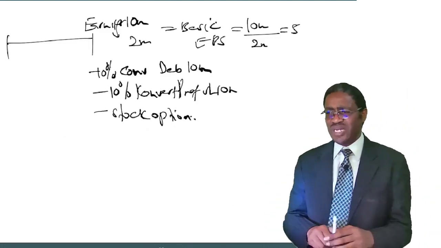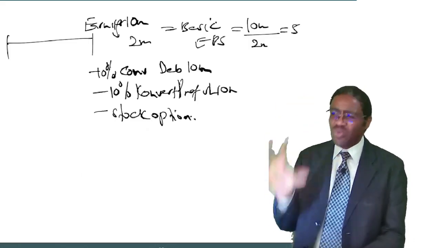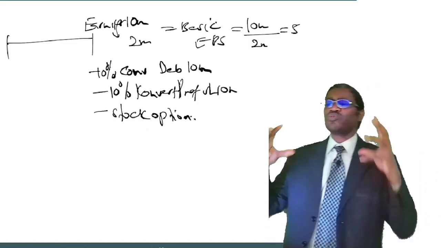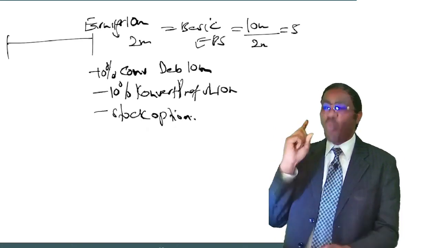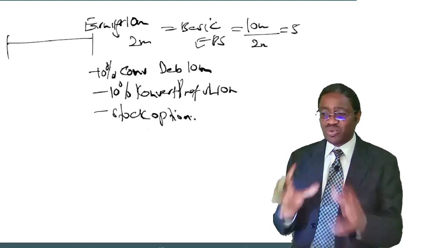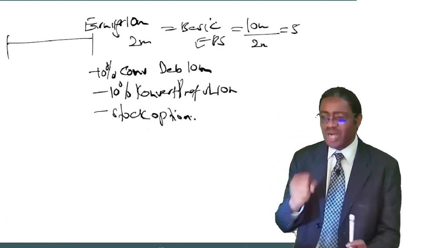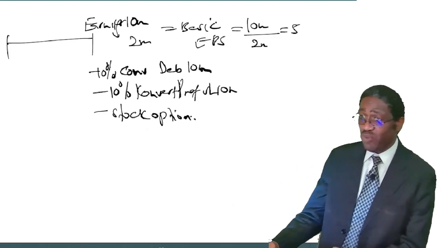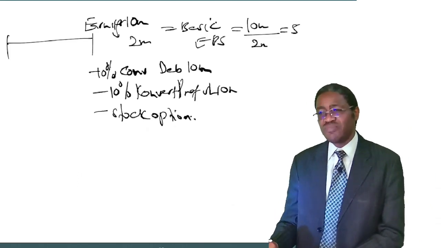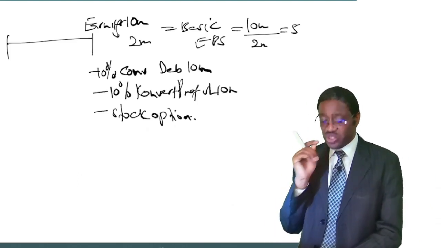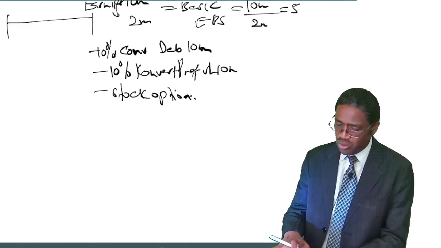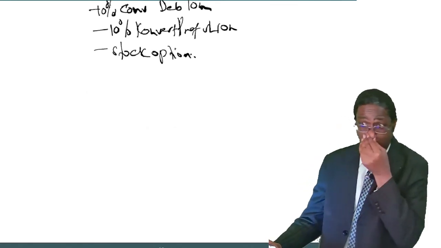So when your company has more than one potential ordinary share, you have to use all of them to compute only one diluted earnings per share amount. And that's what we want to talk about now. When you have more than one potential ordinary share, how do you use them in computing the diluted earnings per share? So let me go through now and explain how. Now listen.